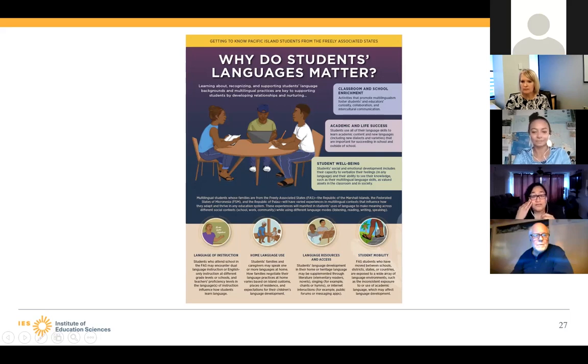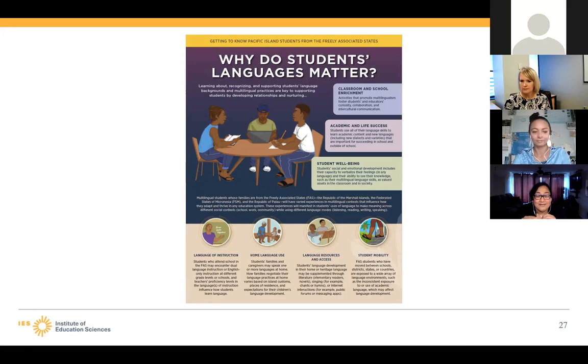Language is such a dominant feature of students' lives, all students, right? And scholars from a wide range of disciplines have mapped how language shapes a person's cultural and social identity. So in this infographic, again, we're not able to dive as deep as I think this topic deserves, all the topics deserve. But we share some information about the language backgrounds of students from the FAS and how that may impact their experiences in education, especially if they're moving from the islands to the US.